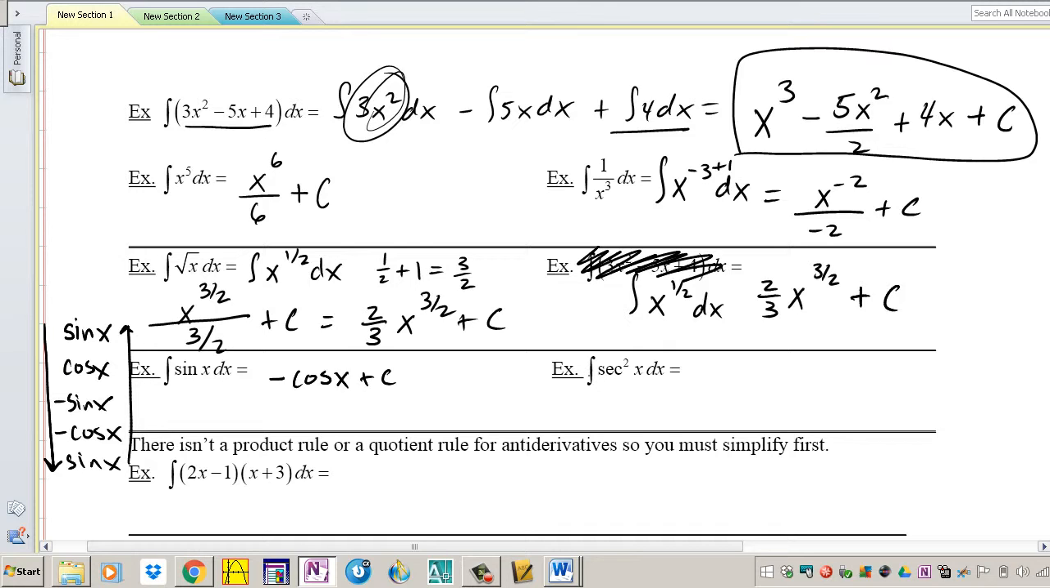And then the antiderivative of secant squared. Now this one is not super obvious, but if you remember your derivatives, there's a function whose derivative is equal to secant squared x. And if this is the derivative, then tangent x is the antiderivative. And then of course plus c.